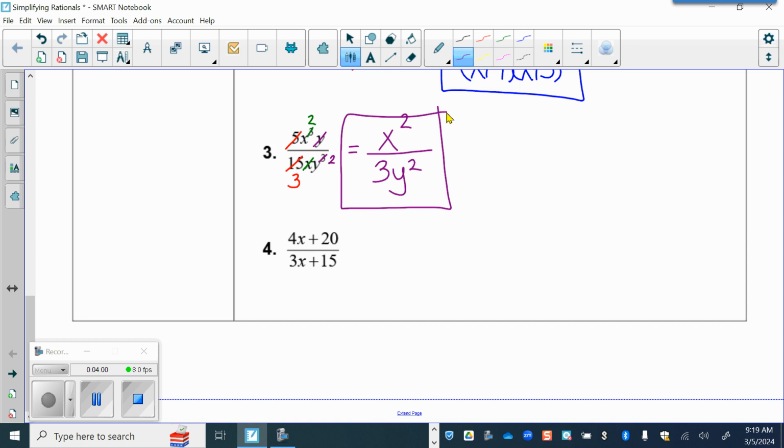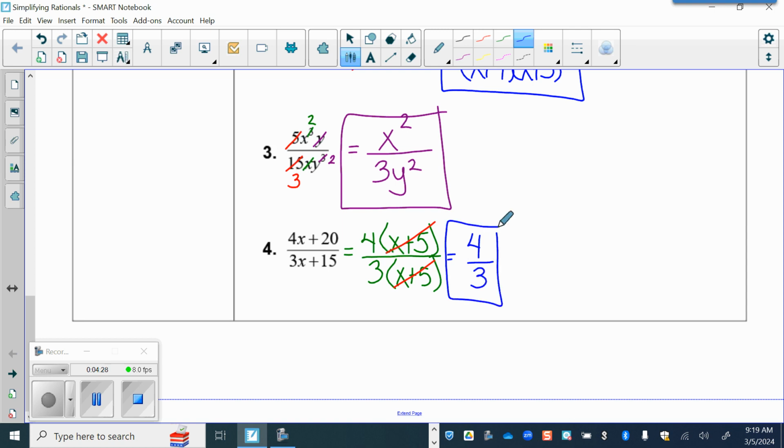All right, finally some factoring. In number 4, I need to pull out a GCF. In my numerator, I can pull out a GCF of 4, leaving me with x plus 5. In my denominator, I can pull a GCF of 3, leaving me with x plus 5. Those x plus 5s can be eliminated, and my final answer is 4/3. I love rationals.